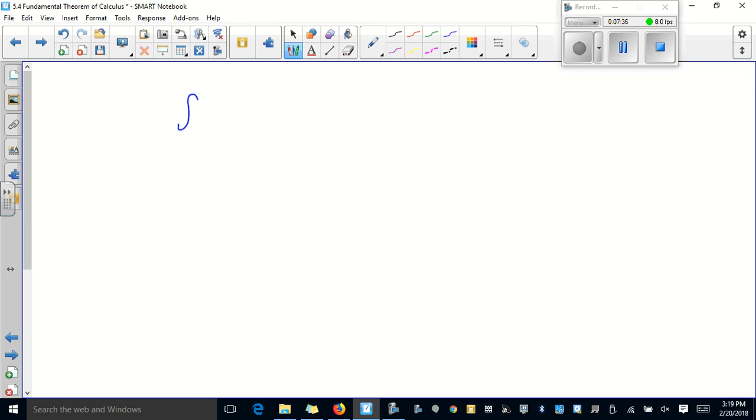On these ones, you have to be able to recognize the trig function. So secant squared is the derivative of tangent. So this is just going to be tangent of x evaluated from 0 to 1. So this is tangent of x, I'm sorry, tangent of 1.